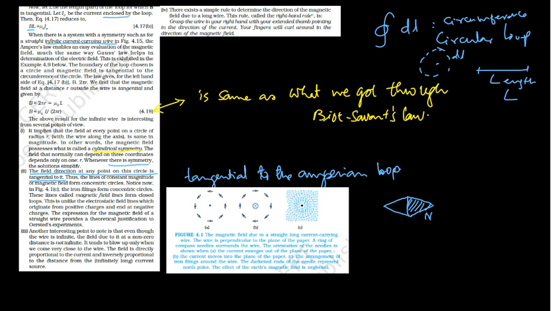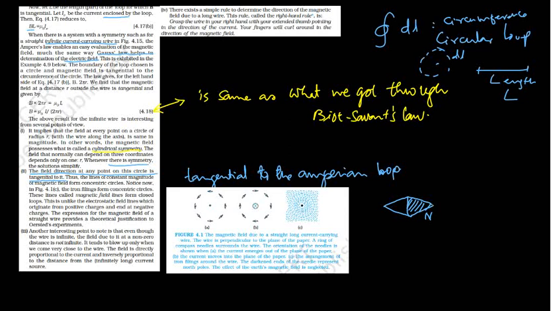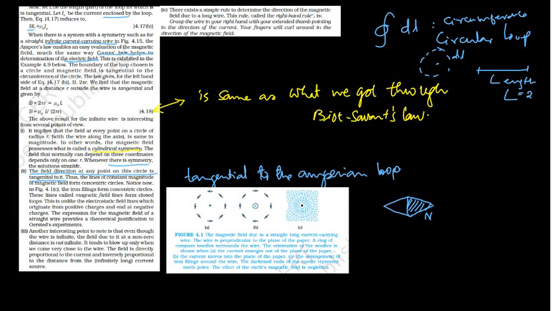Ampere's law enables easy evaluation of the magnetic field, much the same way as Gauss's law helps in determination of the electric field. It's a comparison. You don't have to write it down. Since it's the length, and length is nothing but the circumference 2 pi r, he replaces L with B into 2 pi r equal to mu naught I. So from that, B is equal to mu naught I by 2 pi r.